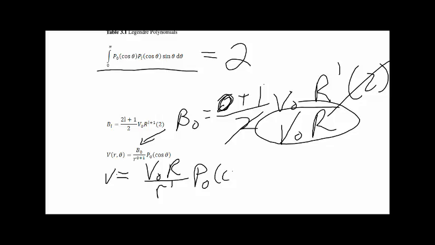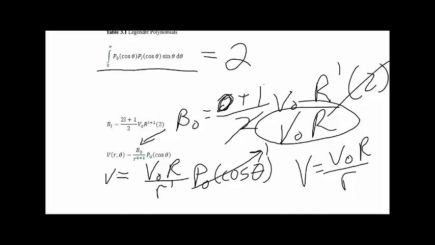P naught cosine theta. That's going to be 1. So for the outside of the sphere, you're going to wind up having a V equal V naught R over R. And this checks out as well, because when you're outside of the sphere, you get a 1 over R term, and when you're inside, you just get the V naught.